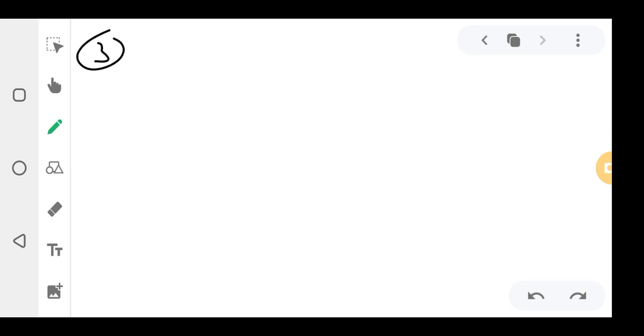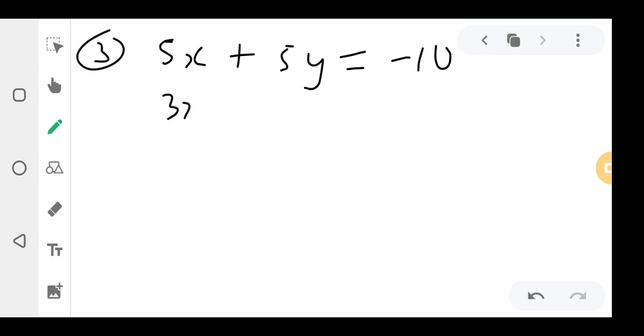I can bring a simple simultaneous equation like, what can I bring? I can bring 5x plus 5y is equal to negative 10. Okay, and then 3x minus y is equal to 4.